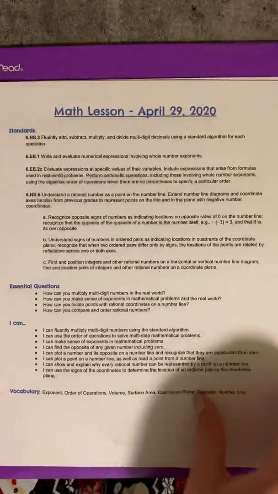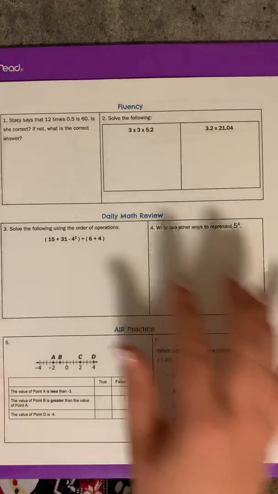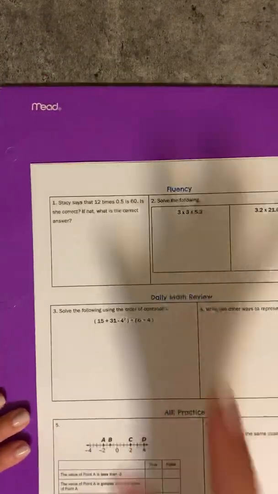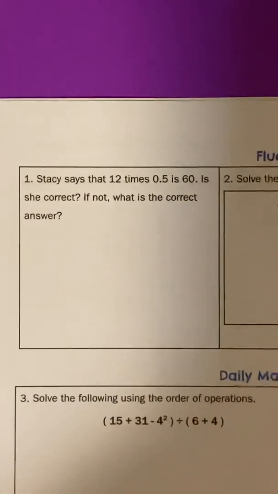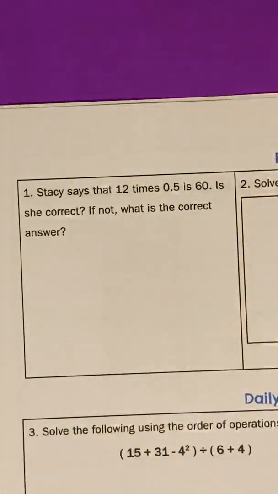All right, we're going to start with our fluency. Number one, let's zoom in here. Number one, Stacy says that 12 times 0 and 5/10, or 0.5, is 60. Is she correct? If not, what is the correct answer? All right, simple as that.